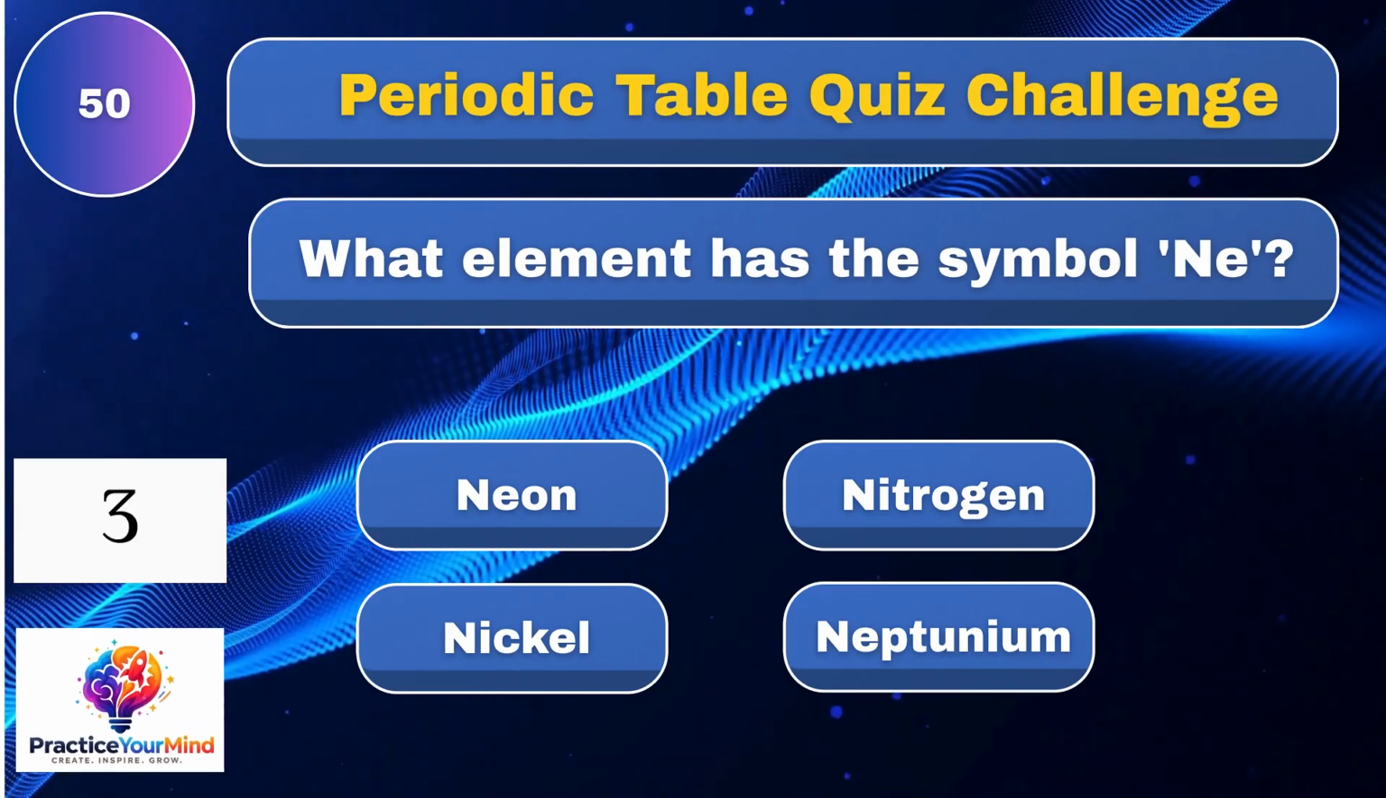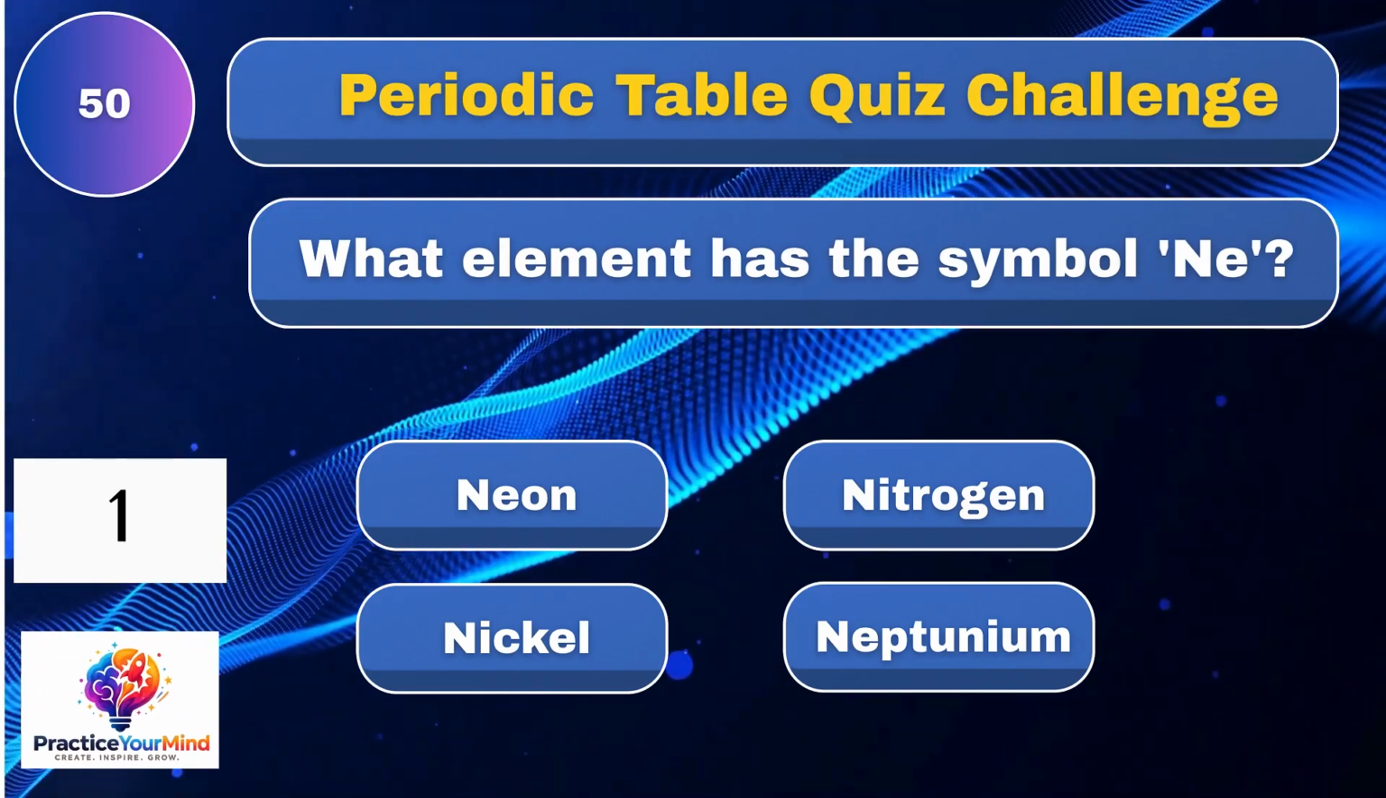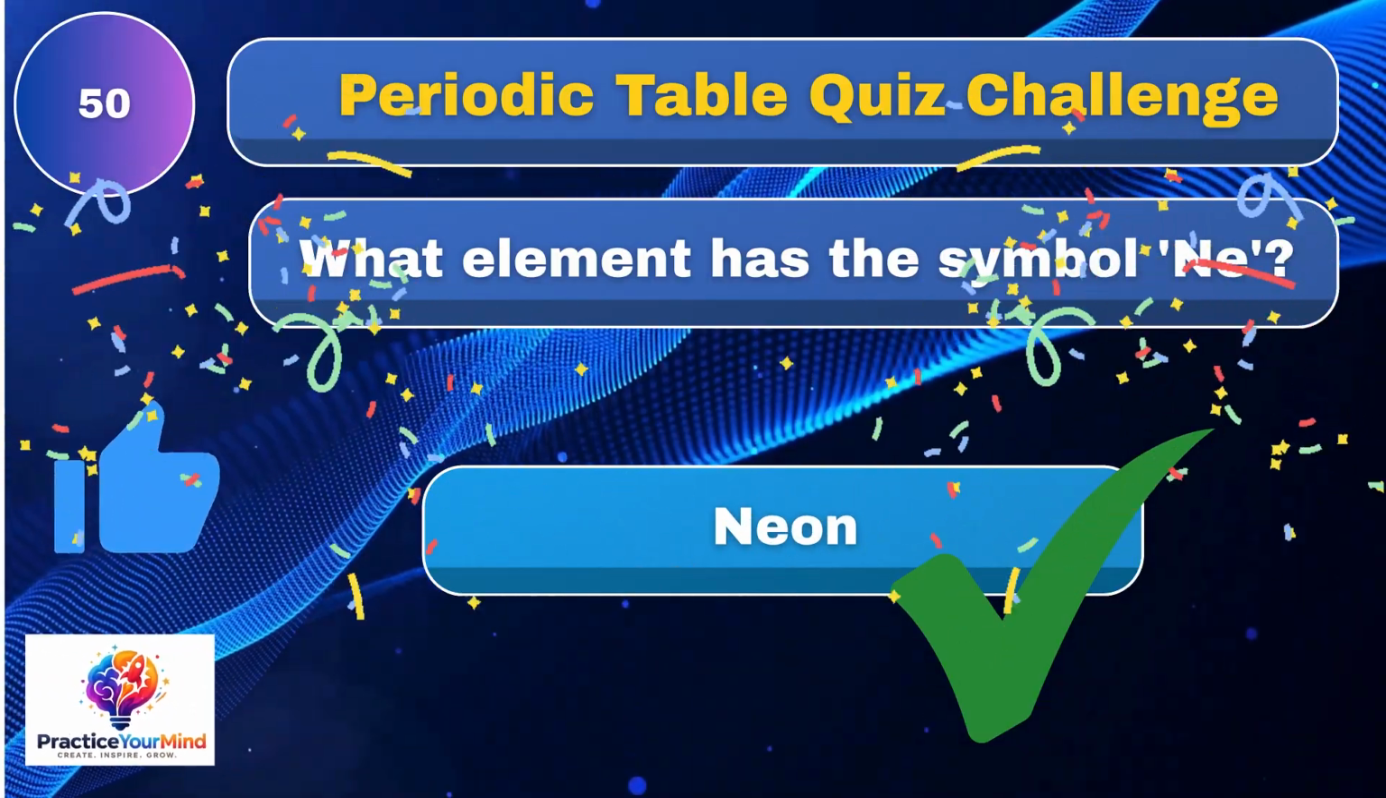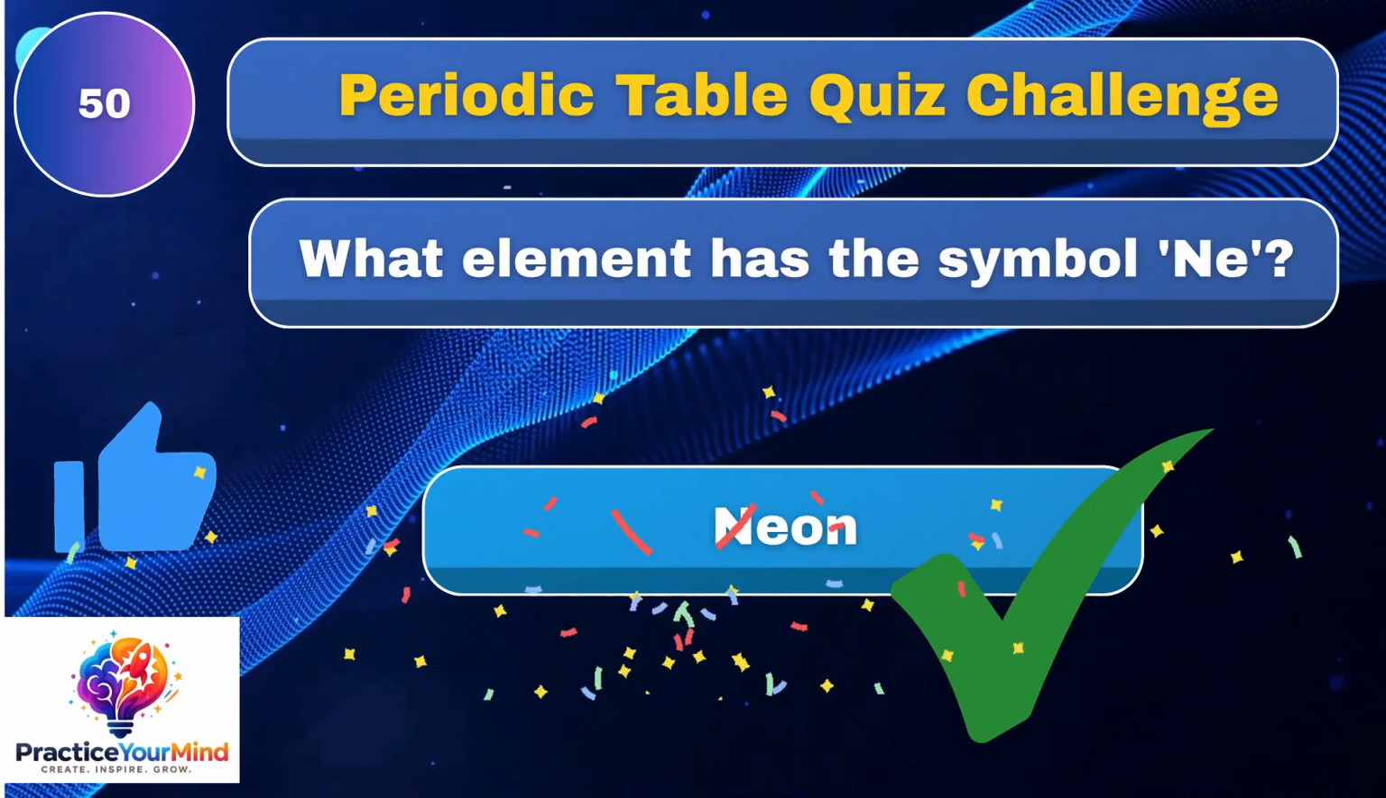Final question, 50. What element has the symbol Na? Perfect. Na means sodium. Amazing job completing all 50 questions.